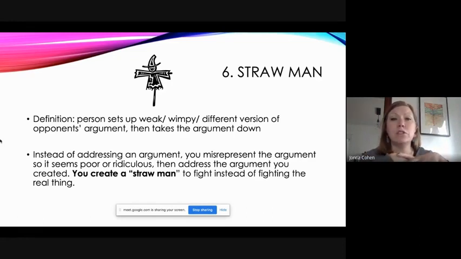You create a straw man to fight against instead of fighting the real thing. And that's why it's called a straw man. So if there was a real person behind it, instead of fighting that real person, you're creating a straw man in front of it to knock it down, because it's much easier to defeat a weak or a wimpy version of an argument than the real thing. So let's take a look at some examples. Please write this in your notes if you don't already have it. There will be a quiz coming up in a couple weeks.